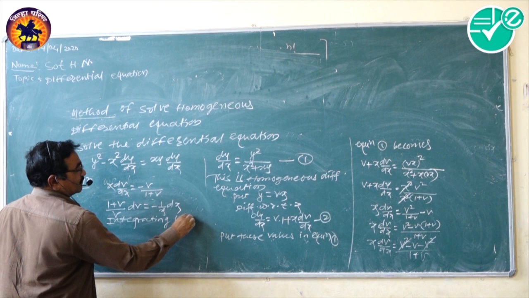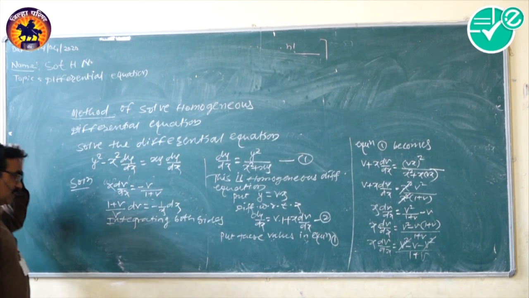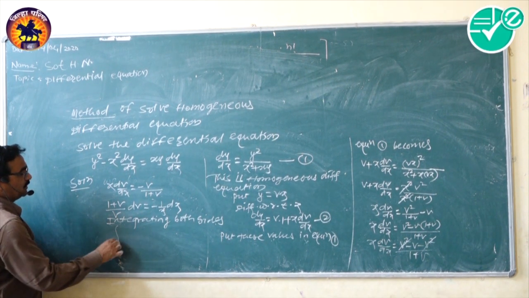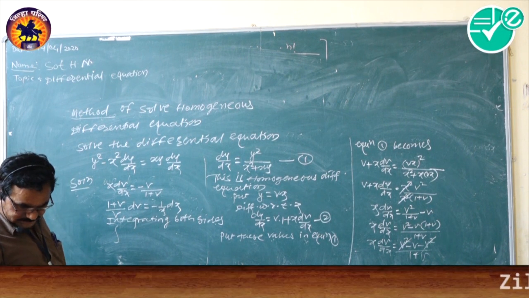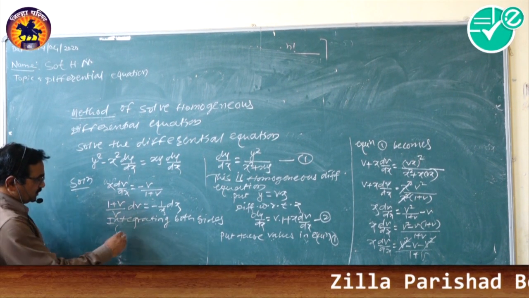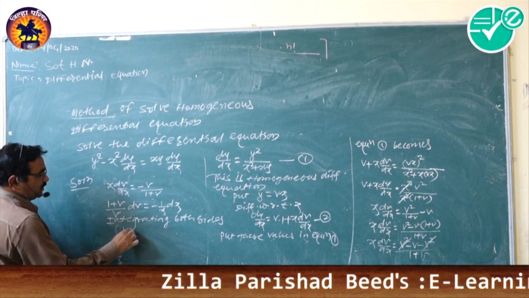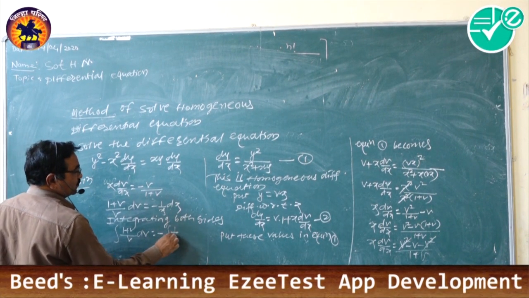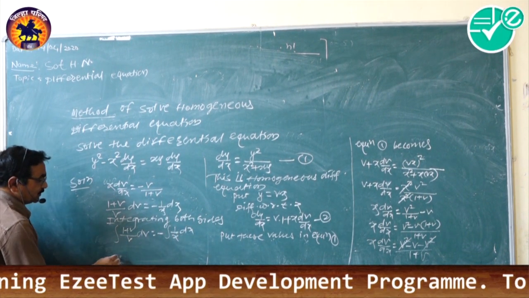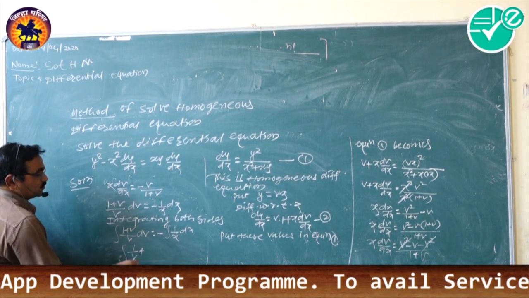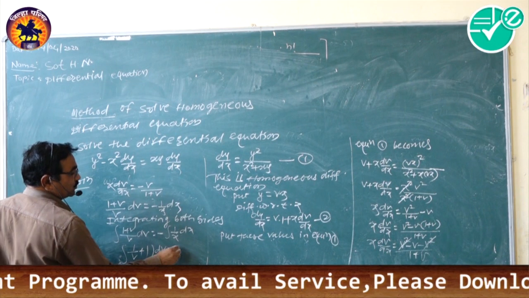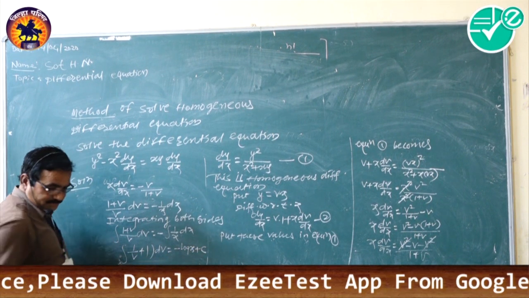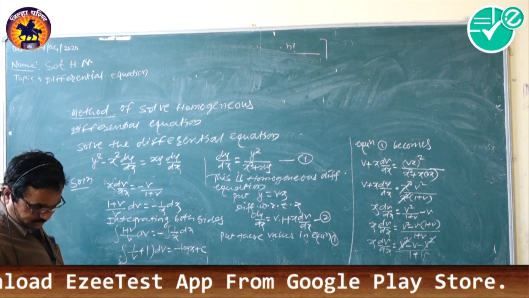Integrating both sides, we get integration of 1 plus v upon v dv equal to minus integration of 1 upon x dx. This becomes integration of 1 upon v plus 1 into dv equal to minus log x plus c.